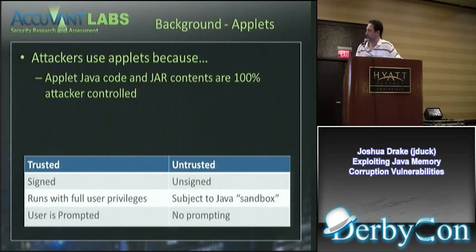With applets, there's basically two kinds: signed applets and unsigned applets. Signed applets, which is what the Java signed applet uses, run with full privileges. They always require a prompt to be accepted unless the user has whitelisted them. When the dialog comes up, I have a screenshot, it has a checkbox that says always trust this publisher. If you do that, you won't get any more prompts, and I wouldn't recommend that.